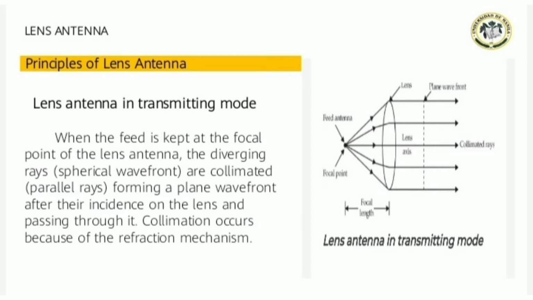Principle of lens antenna. A lens antenna works in association with a primary feed antenna in transmitting mode. When the feed is kept at the focal point of the lens antenna, the diverging rays of the spherical wavefront are collimated into parallel rays forming a plane wavefront after their incidence on the lens and passing through it. Collimation occurs because of the diffraction mechanism.